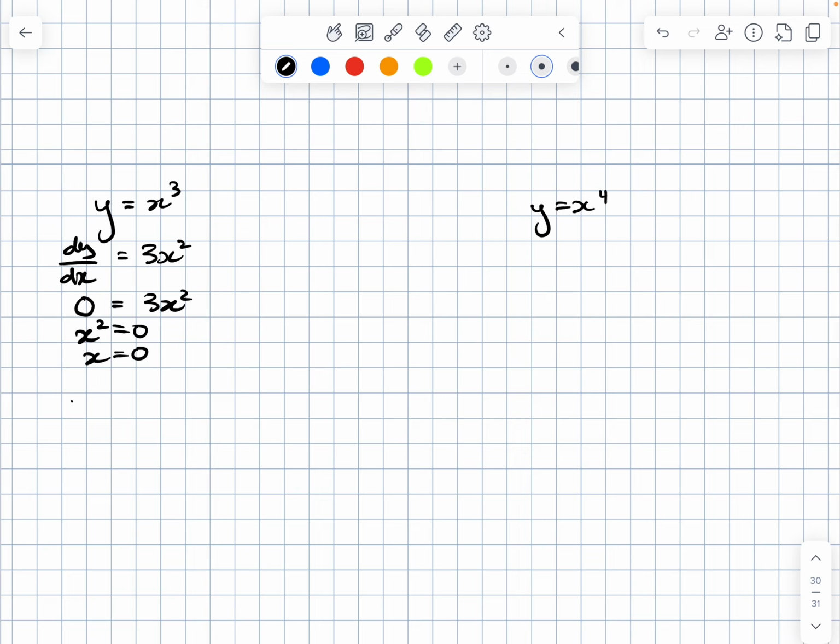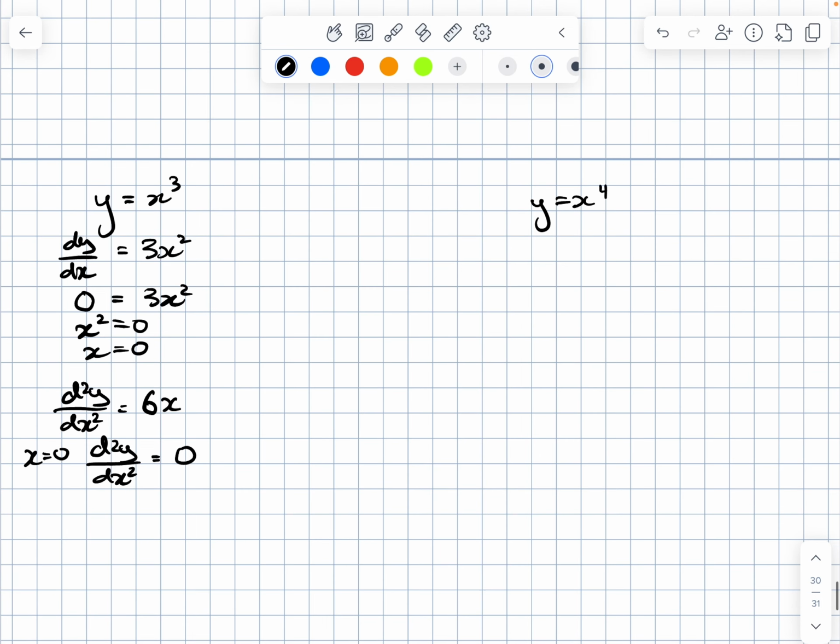If you're asked to classify that, you would then take the second derivative. That gives us 6x, and when x equals 0, that second derivative is 6 times 0, or 0. So that implies that this stationary point is actually a point of inflection.